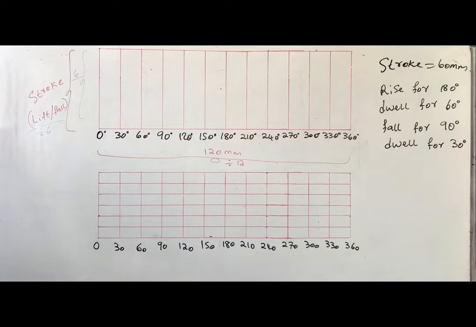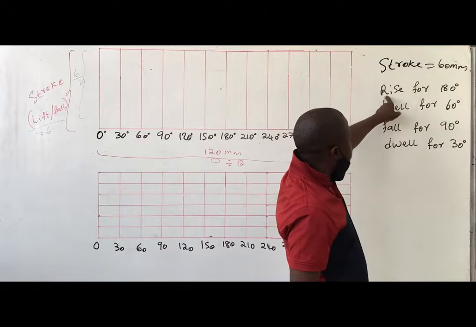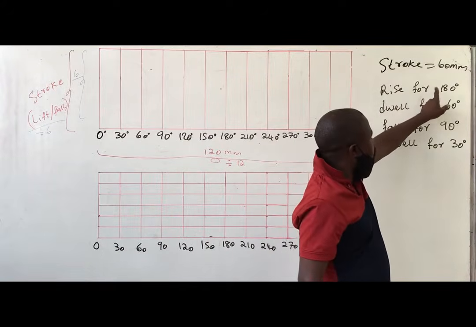That one is for constant velocity. For constant velocity, you take your stroke height, you divide it by 6. Therefore, you will have this table at the bottom. So having this table at the bottom, after dividing by 6, now you check the performance of your cam. Your cam says it starts by rising.